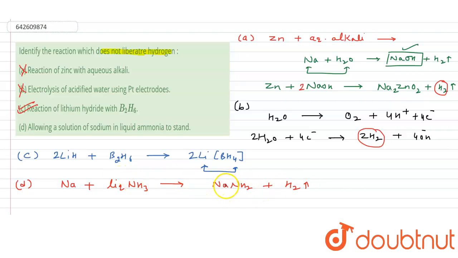Now if you want to balance the equation, you can balance it, but the main concept here is that there is evolution of hydrogen also. So this option cannot be our answer, because it is asked in the question which of the following reactions does not liberate hydrogen, but in this reaction hydrogen is also liberating. So this cannot be our answer. In this way I can say option C will be the correct answer, in which hydrogen is not liberating.